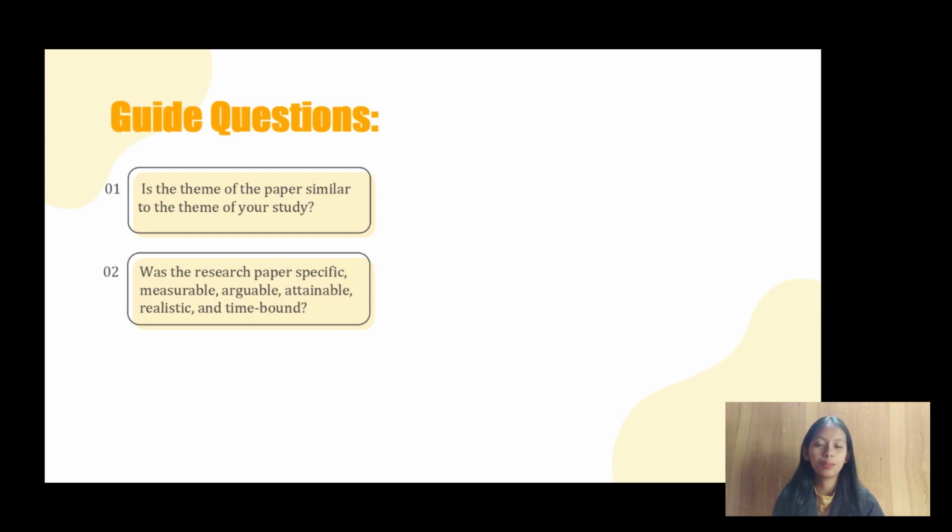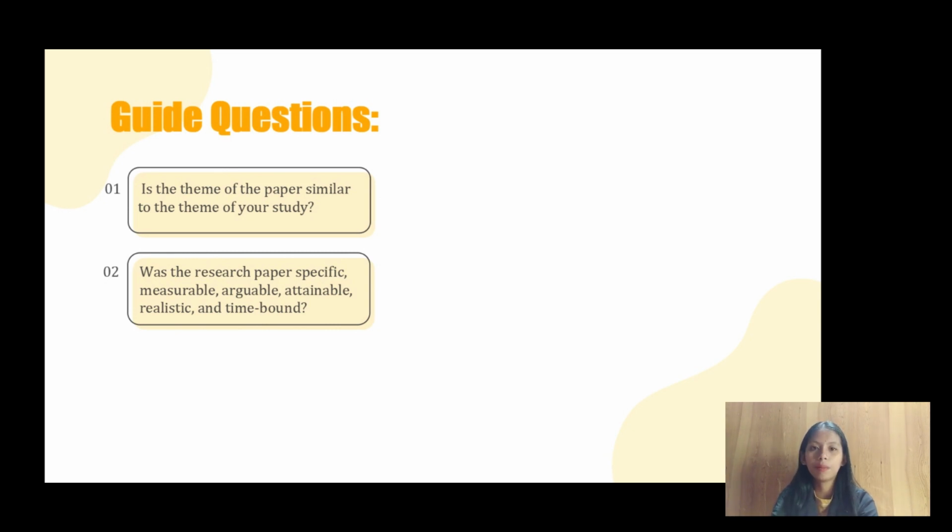Second, was the research paper specific, measurable, arguable, attainable, realistic, and time-bound? So I know this is already familiar to you since this was also mentioned during grade 11 discussions. In conducting a study, we should follow the SMART objectives in order for our study to have a sense of direction and accuracy. Again, SMART stands for specific, measurable, arguable, attainable, realistic, and time-bound.